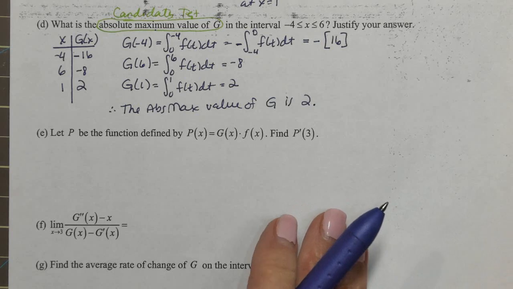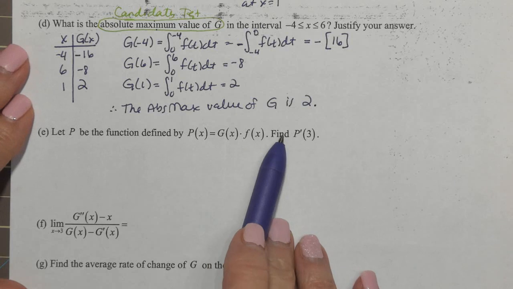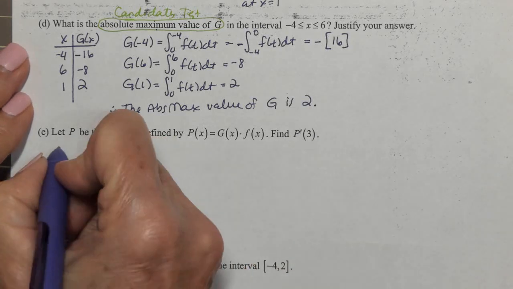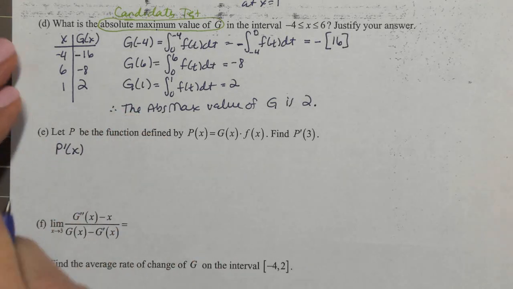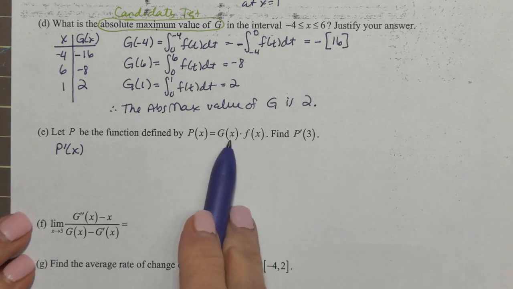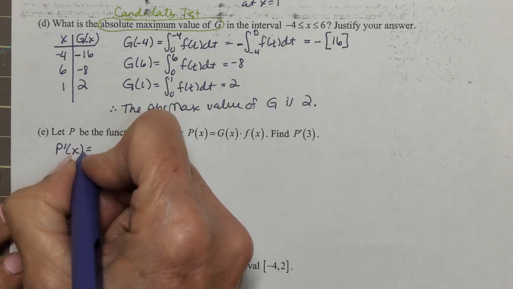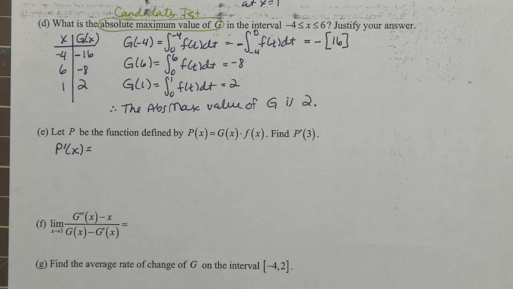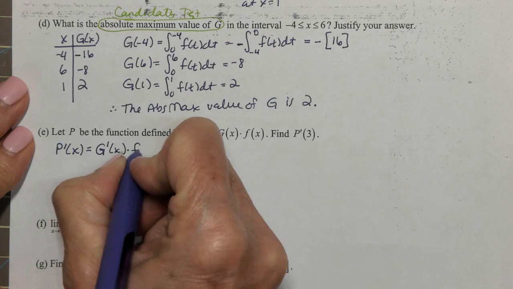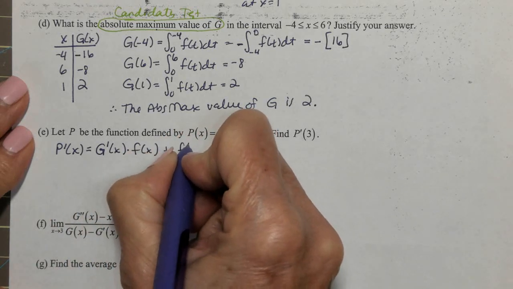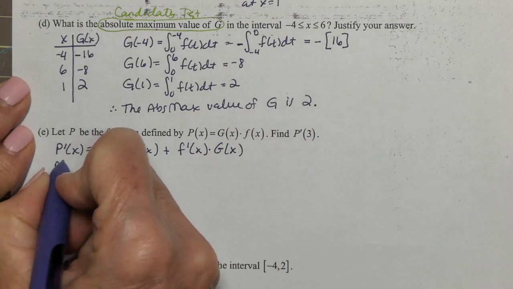Part E. Let P be the function defined by g of x times f of x. Find P prime of 3. First we're going to find P prime of x, and then we'll plug in 3 for x. How do you find the derivative of this product? We need to use the product rule. Whoever wrote this is asking, does this student know how to find the derivative of a product? The derivative of the first times the second left alone plus the derivative of the second times the first left alone. That's how you find the derivative of a product.